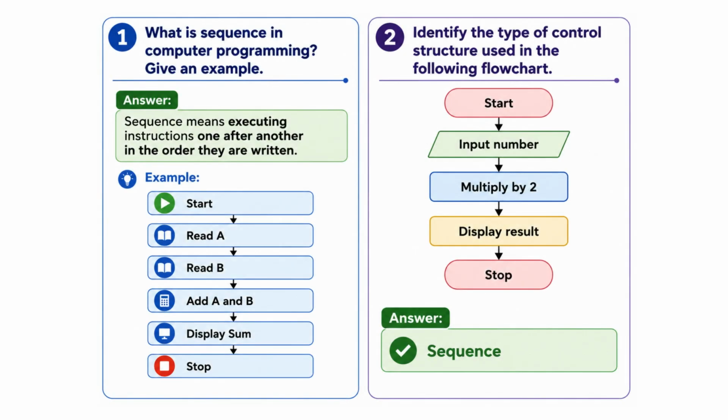Question 2 asks us to identify the type of control structure used in the flowchart. The flowchart starts, takes an input number, multiplies it by 2, displays the result, and stops. Since the instructions are performed one after another in order, this is also a sequence structure. So remember, sequence is the simplest control structure where commands run step by step from start to finish.